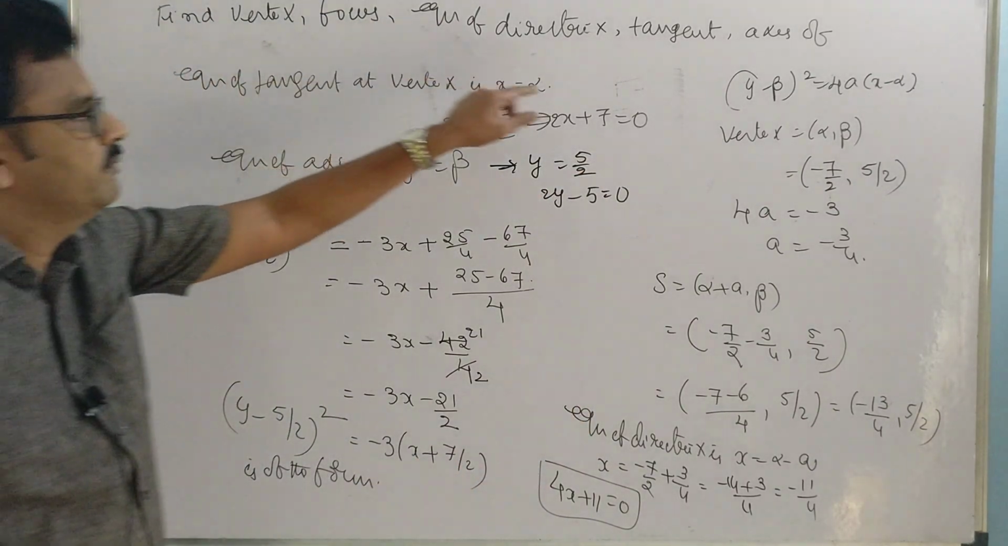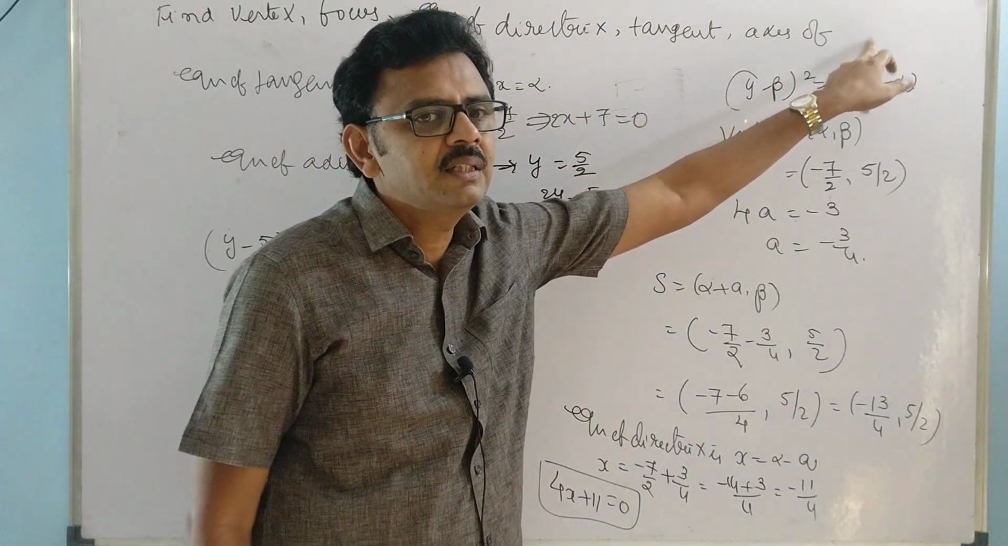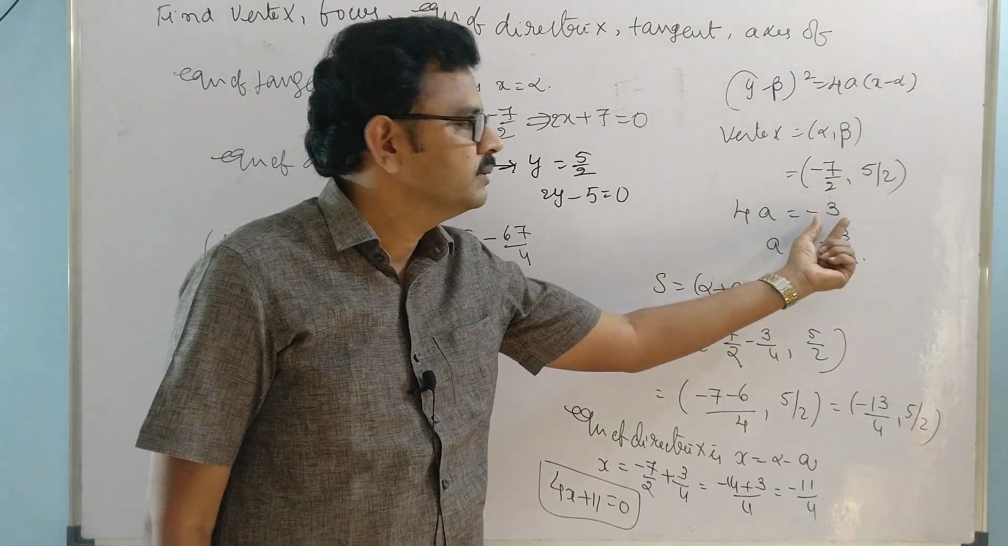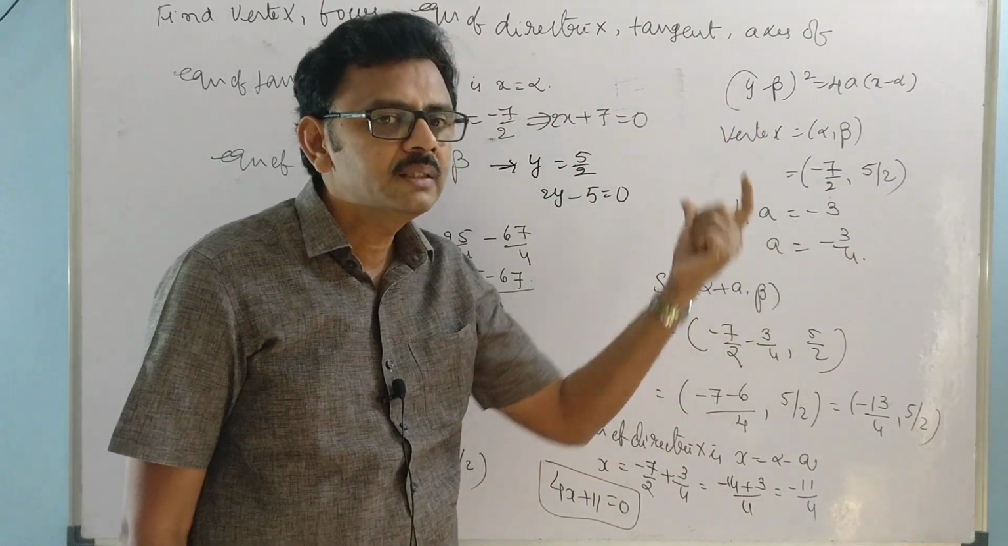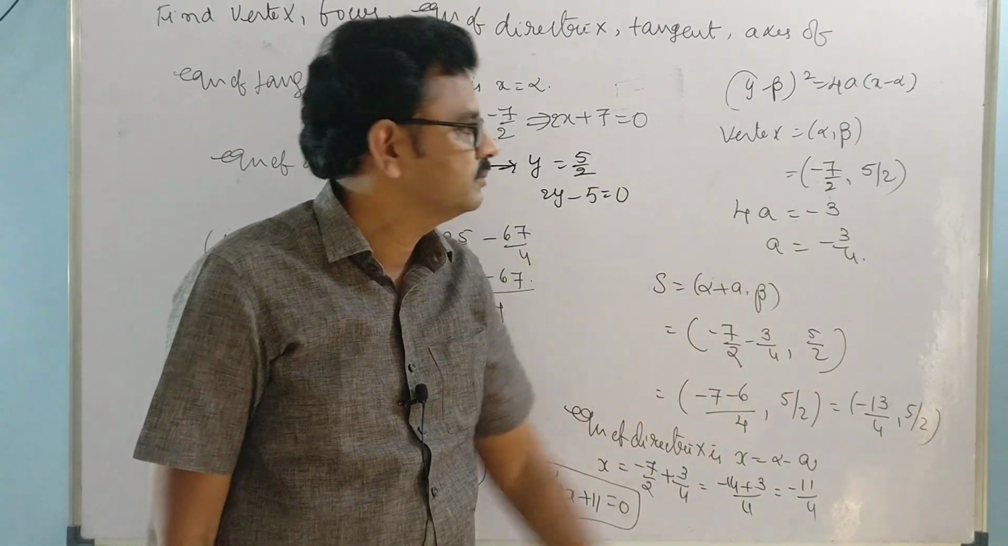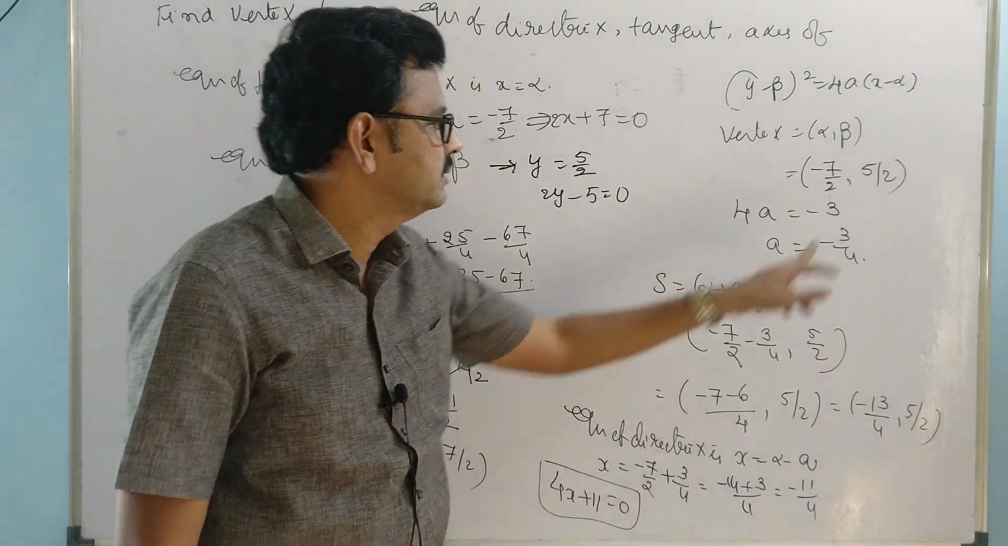If it is also given, find the length of latus rectum. What is the length of latus rectum? It is mod of 4a, so mod 3. Length of latus rectum is 3. Length is not a negative value. So, length of latus rectum is 3.